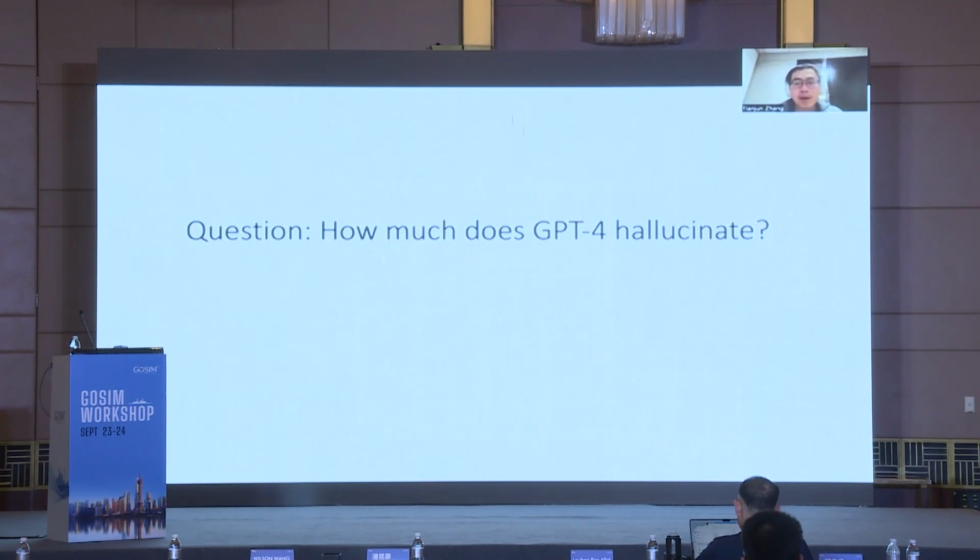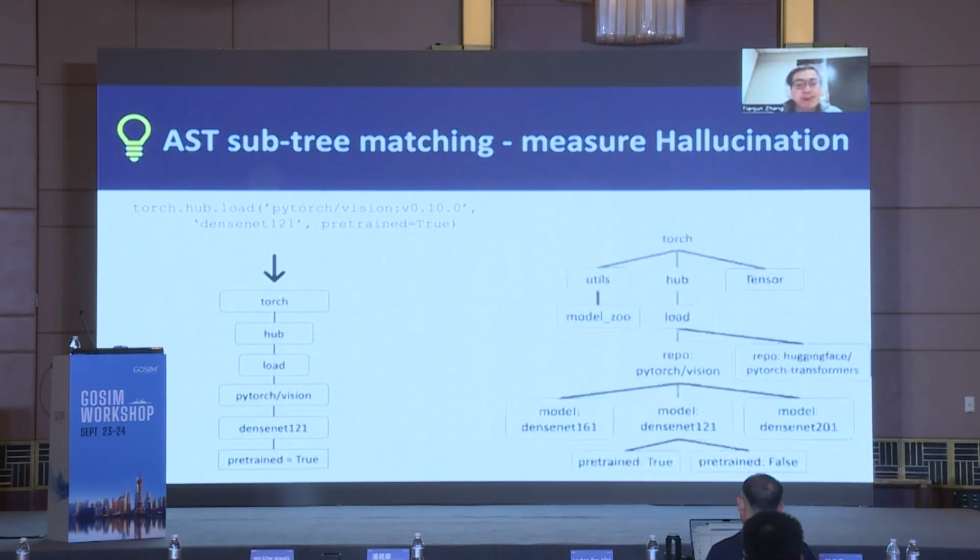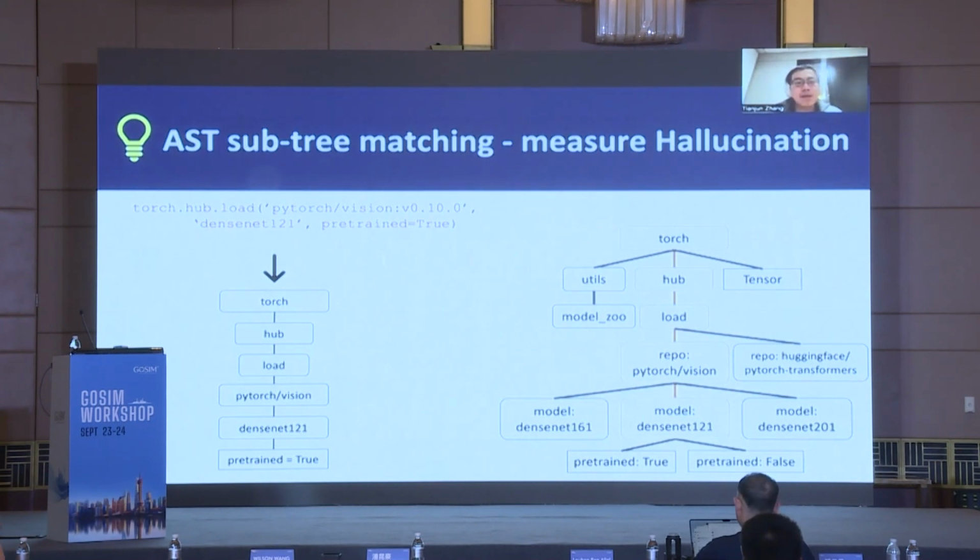So for this task, we have been measuring the API calls. It's not general coding. So what we can do is construct this AST subtree matching method to actually measure the hallucination. Let's see one example here. On the left is what I collected from my database. From the Torch Hub, we collect all of the Torch Hub API calls and all the corresponding models. And here's one example, which says the API tree is Torch Hub load and has arguments of PyTorch vision, DenseNet 121, and pretrained equals true.